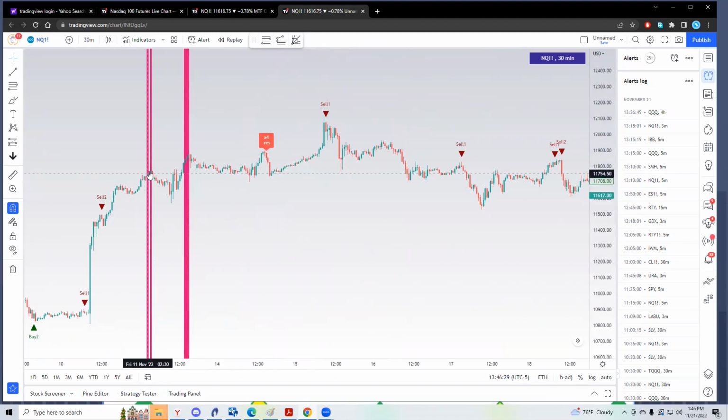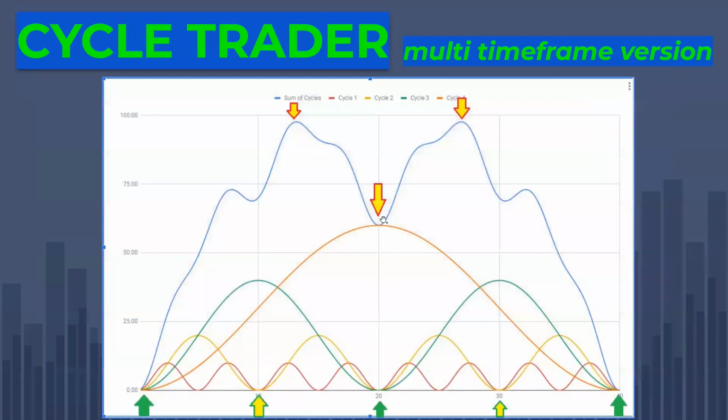For example, you see, first, the algo detected those purple lines. Those are signs where the rally got overbought on 4 time frames. Then we finally got a signal that 4 cycles stopped. Price still pushed higher. Remember, I showed you that chart. Look, probably we were somewhere here. This is where the multi-time frame version of the cycle trader indicator detected the point when 4 cycles stopped.